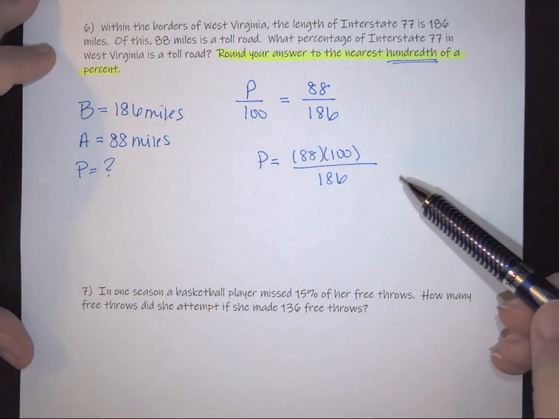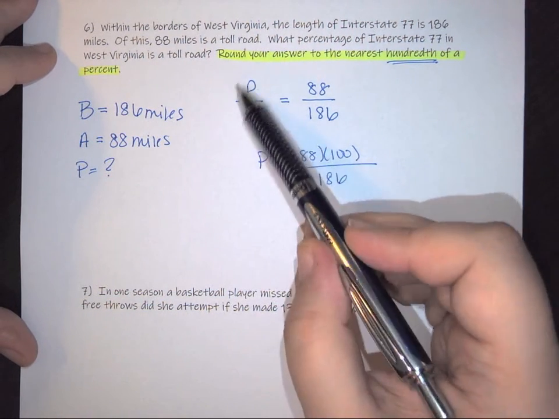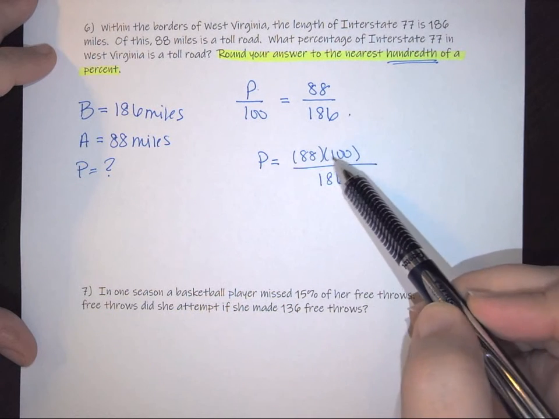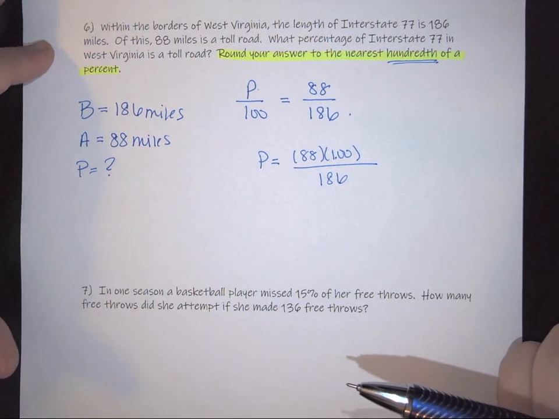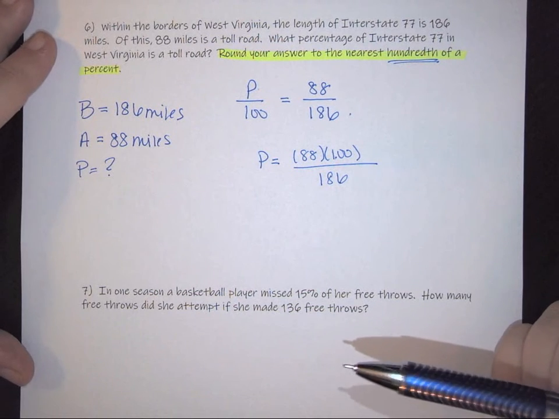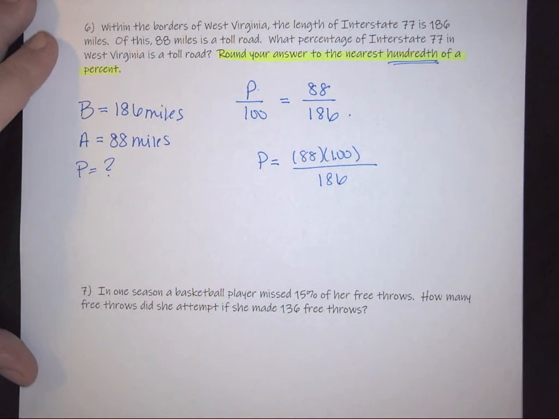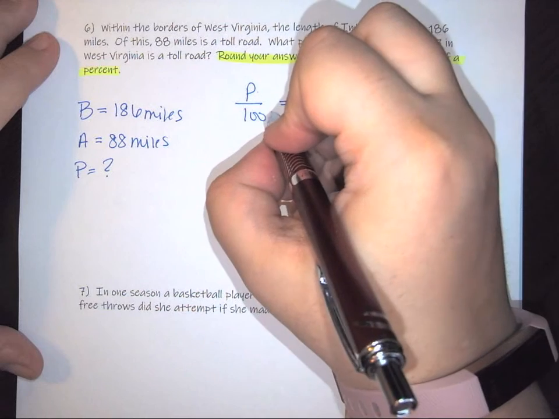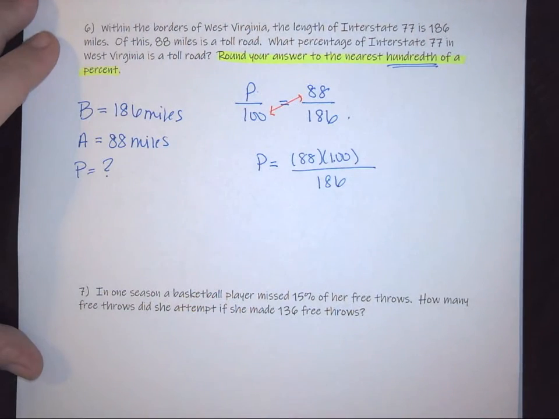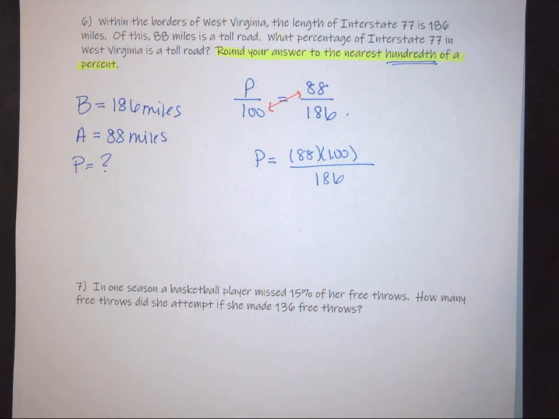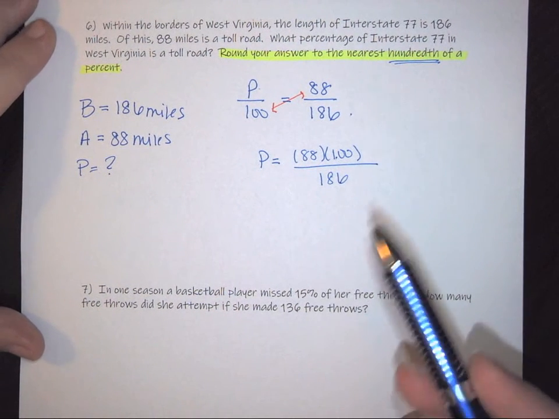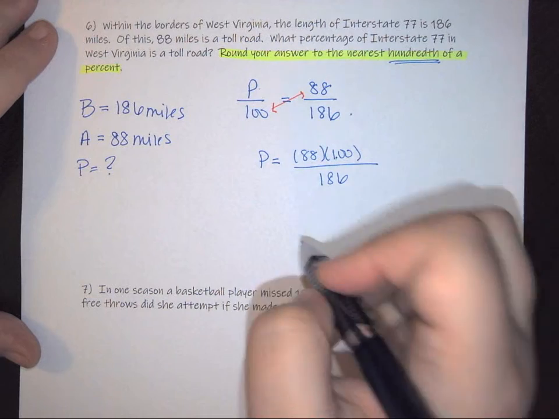Now, the way I was able to do that is P is on top here, so if I multiply the whole thing by 100, my 100 goes away and puts it on the other side. So that is a shortcut way that you can use to work with your proportions. So essentially what we did is we just simply did the cross product in the one direction. Okay. So now, doing that, we would have 88 times 100 and divide that by 186.